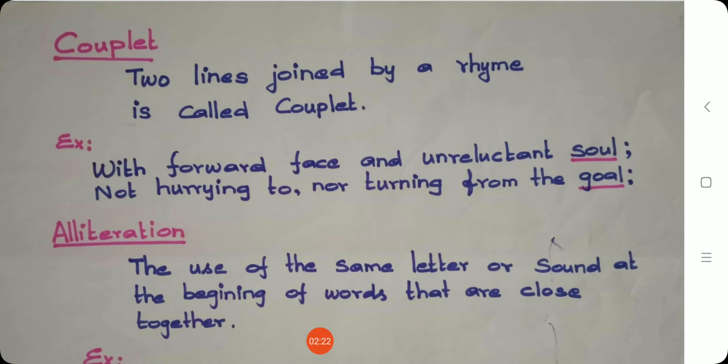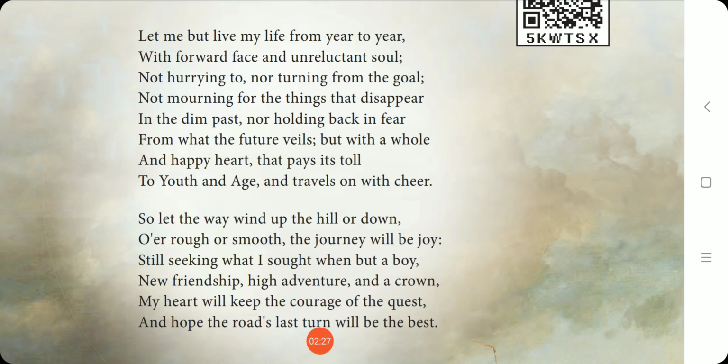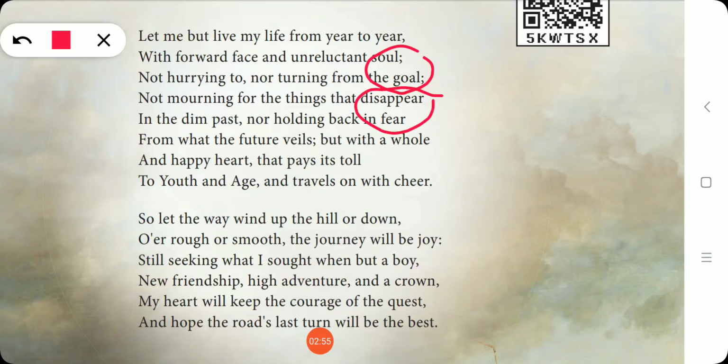Now let us see what are all the other couplets found in the poem Life. Now look at the poem. The second and third lines we have already seen in the example. The lines end with the rhyming words soul and goal, so these two are an example for couplet. See the next two lines: "Not mourning for the things that disappear in the dim past, nor holding back in fear." Disappear, fear. So this is also an example for couplet.